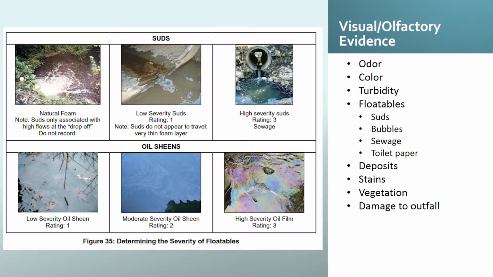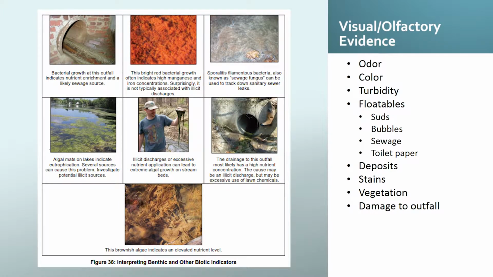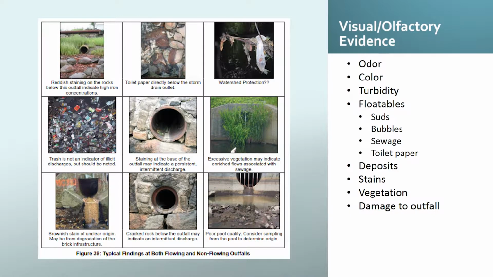These are looking at suds, so different examples of natural versus low severity suds. This shows examples of oil sheens ranging from low to high severity, and the bottom pictures represent a natural versus man-made sheen, which we discussed in Module 1. So you also might see some indicators of bacterial growth, some of being natural, some being from sewage, and then you might see evidence of excessive algal growth.